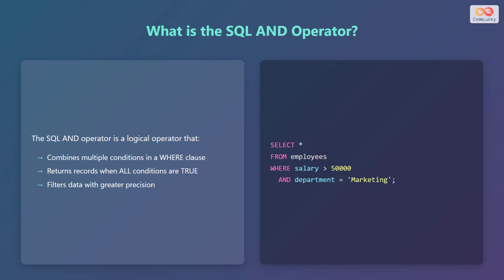For example, the SQL code provided selects all the data from the employees table where the salary is greater than 50,000 and the department is marketing.